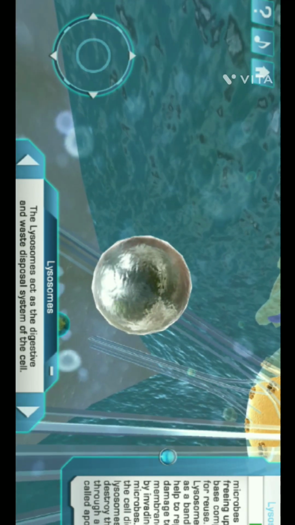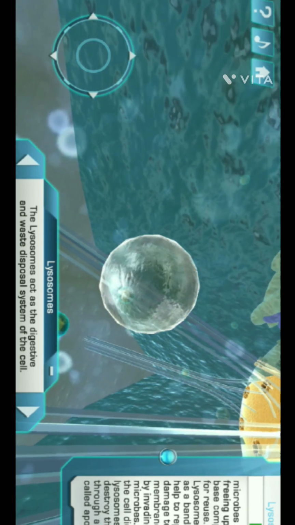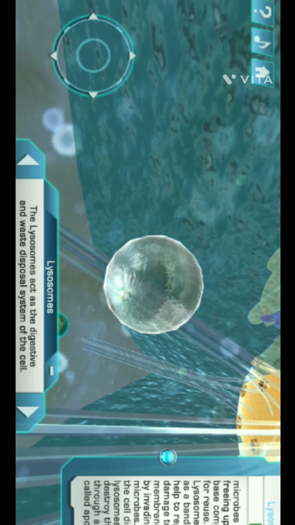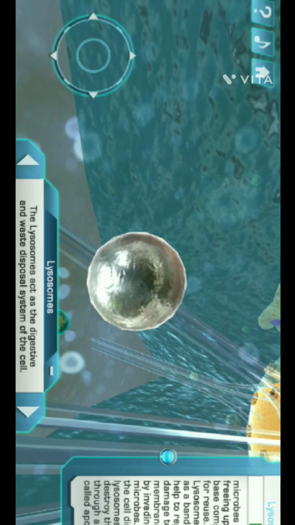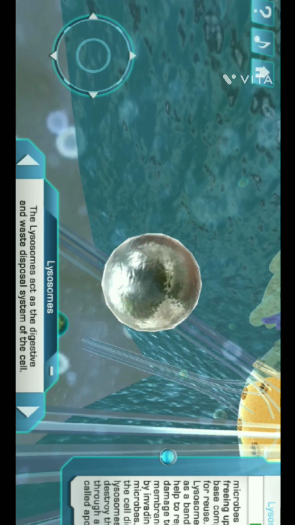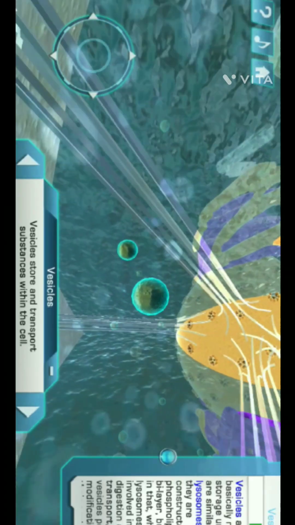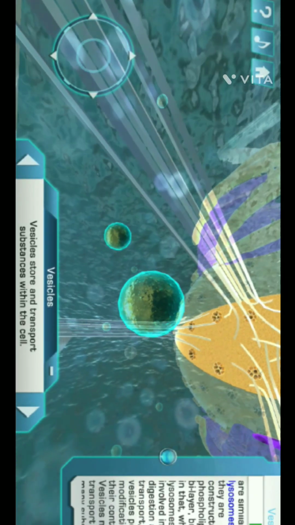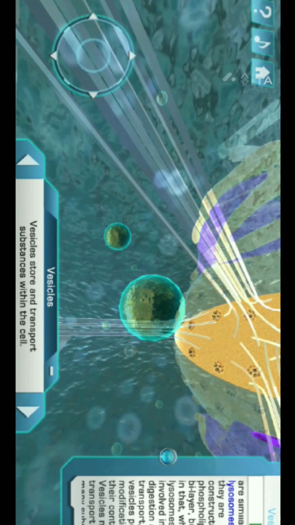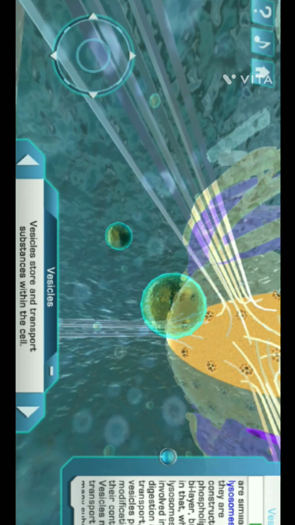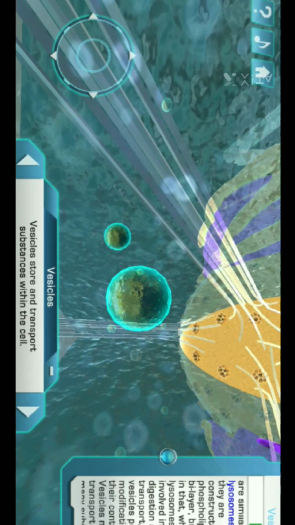Lysosomes may act as a bandage and help to repair damage to the cell membrane caused by invading microbes. When the cell dies, the lysosomes will destroy the cell through a process called apoptosis. Vesicles are basically mobile storage units. They are similar to lysosomes in that they are constructed of a phospholipid bilayer, but differ in that while the lysosomes are involved in digestion and transport, the vesicles perform no modifications to their contents.